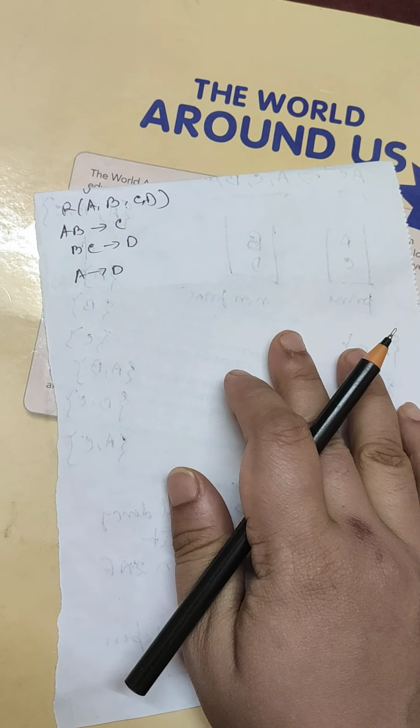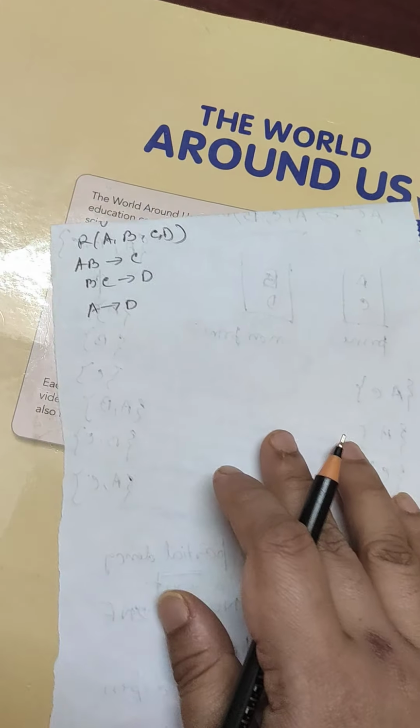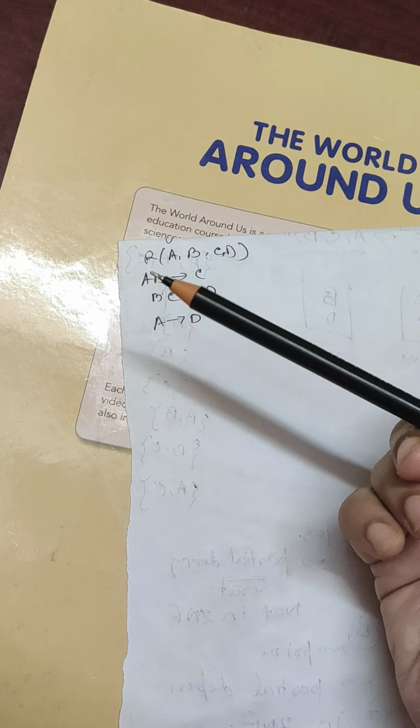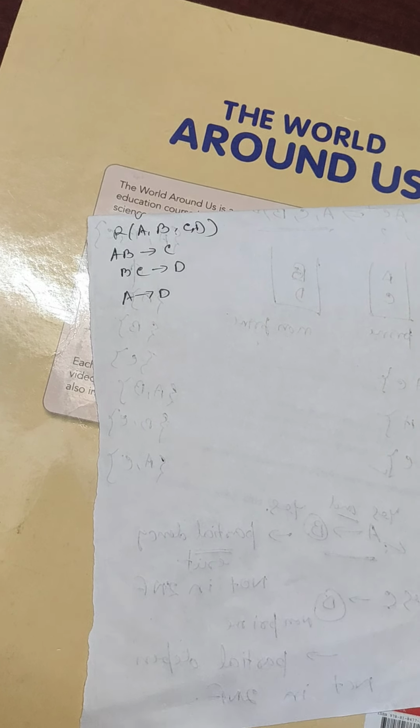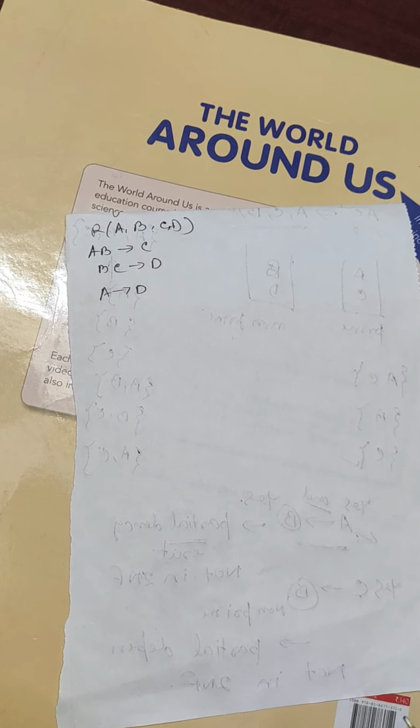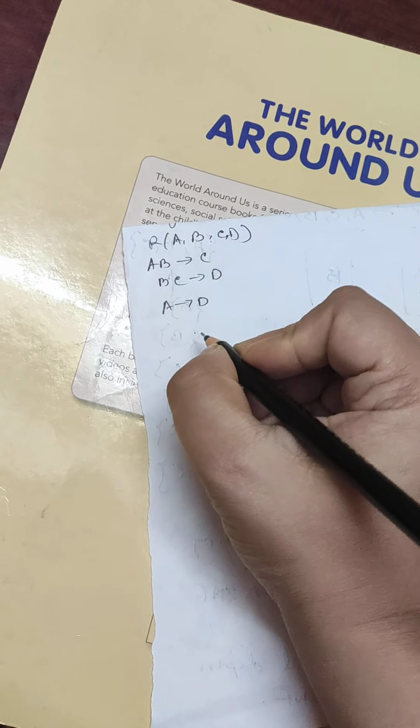Okay, let us take another example. R(A, B, C, D). AB determines C, BC determines D, A determines D. So we have to check whether the table is in 2NF or not. First we have to find out the candidate key.